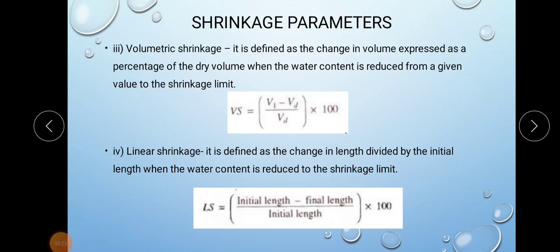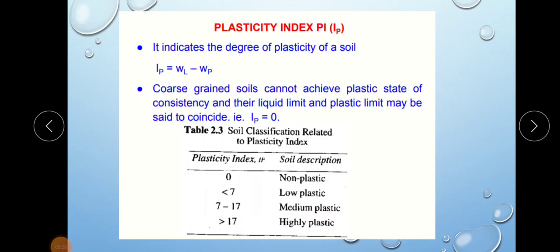Next we can discuss plasticity index, consistency index, etc. First is plasticity index, that is PI or I_P. It indicates the degree of plasticity of a soil. That is, it is the range of water content over which the soil mass remains in plastic state. So this plasticity index is the range of water content over which the soil remains in plastic state.